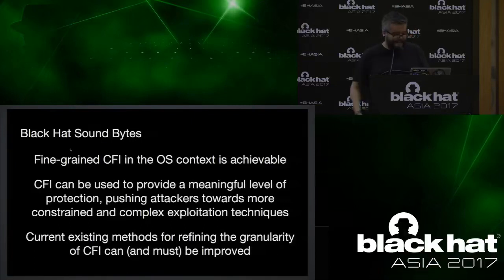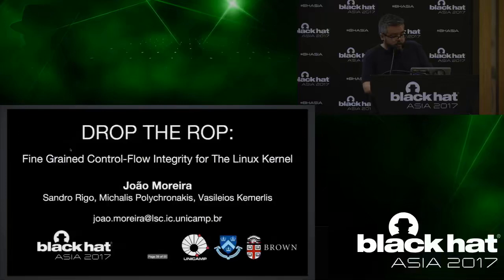Awesome work, guys. So CFI can be used to provide a meaningful level of protection, as we can see by the complexity of the attacks which are actually targeting CFI. And it will push attackers toward more constrained and complex exploitation techniques. Also, current existing methods for refining granularity in CFI can and must be improved. As I have shown you, call graph detaching is a new technique. Nobody has proposed that before. And by doing that, we significantly refine fine-grained CFI schemes. So I guess that's it.